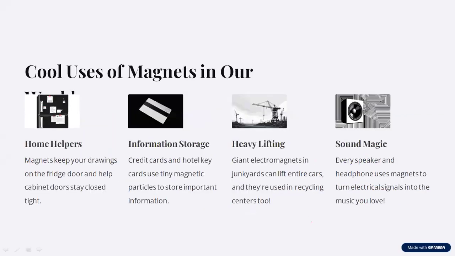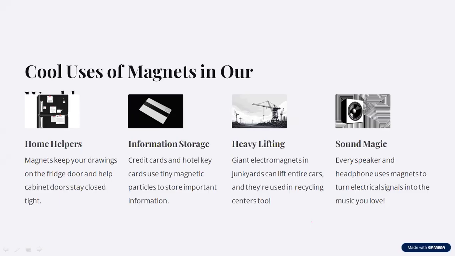Now, where do we use it? We use these magnets in hundreds and hundreds of places. Once you know about this, you will be able to appreciate the applications of magnets. And after this presentation, if time permits, I will show some videos showing how magnets are used. So some are home helpers. Magnets keep your drawings on the fridge door and help cabinet doors stay closed.